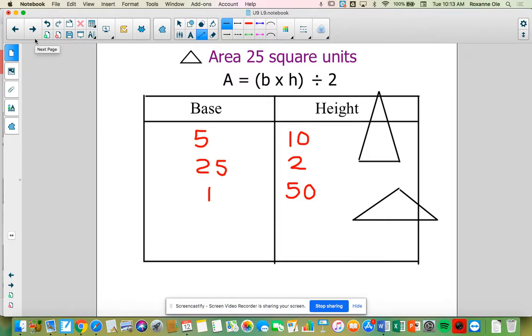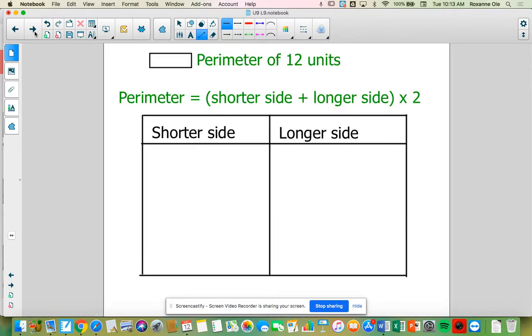The next thing we're going to talk about is perimeter. So if you are asked to draw a rectangle with a certain perimeter, so let's say, here's our example, you're asked to draw a rectangle with a perimeter of 12 units, first thing you do is write down the formula. The perimeter of a rectangle is equal to the shorter side, so this side here, plus the longer side times 2, because these are the same, right? So if you know this one and this one, you know that one and that one.